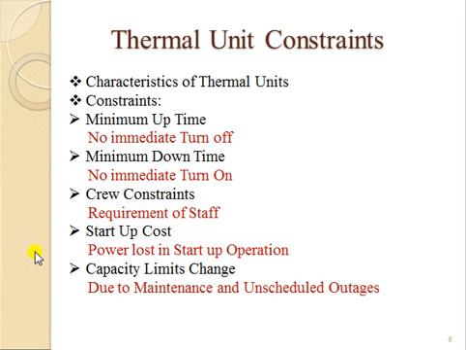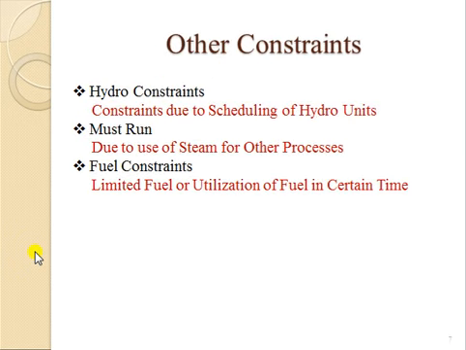And then for all thermal power plants, when you are doing some maintenance or some unscheduled outages, there is a change in your capacity limits. So this constraint also you have to consider. So I'll again repeat, for thermal power plants, you have considered uptime, downtime, crew constraint, startup cost, and capacity limit. Let us consider some more constraints, which are other constraints.